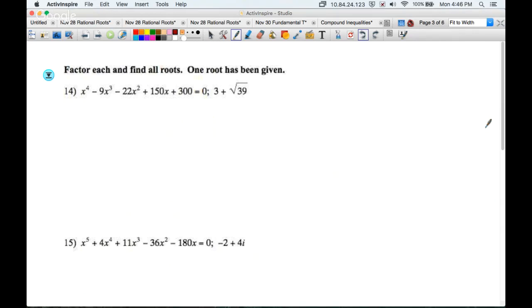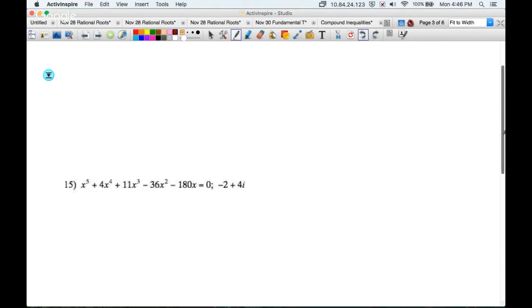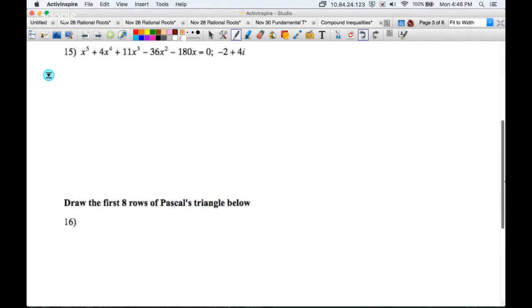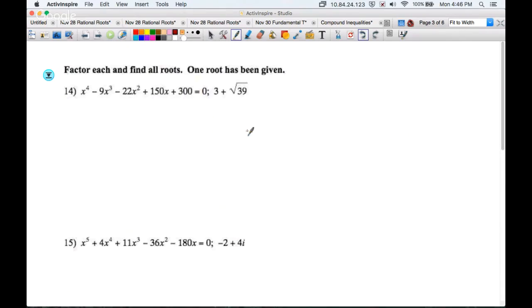All right. Those are our big problems. Factor each and find all roots. One root has been given. Do we want to do the imaginary one? Do we want to do the rational one? This one's to the 5th degree. This one's to the 4th.